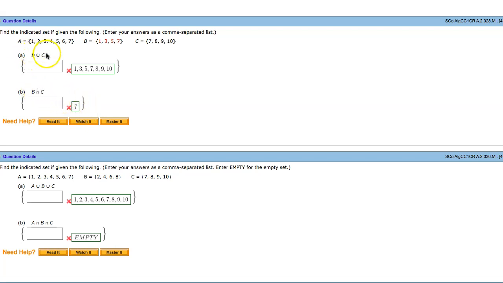Now B union C, now all you need to do is just belong to one or the other. We're not even going to consider set A this time. So 1, cool. 3, cool. 5, cool. 7 is there. And hey, we can go ahead and throw in 8, 9, and 10 in the pot too. Because that's just union. Union is nice, right? So that's really cool. That's neat.